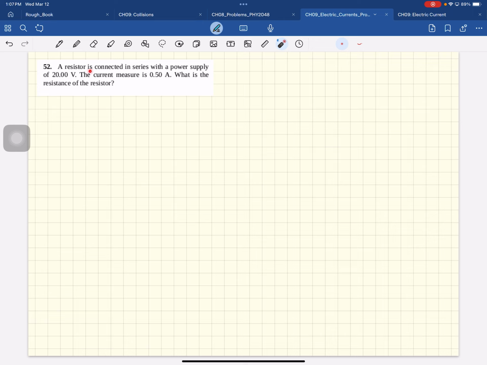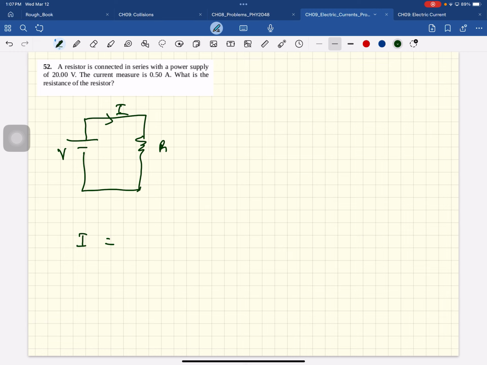A resistor is connected in series with a power supply of 20 volts. The current measured is 0.5 amps. What is the resistance of the resistor? Okay, so here is the circuit. There's the voltage, current, resistance. And Mr. Ohm tells you that the current in the resistor is the voltage across the resistor divided by the resistance.